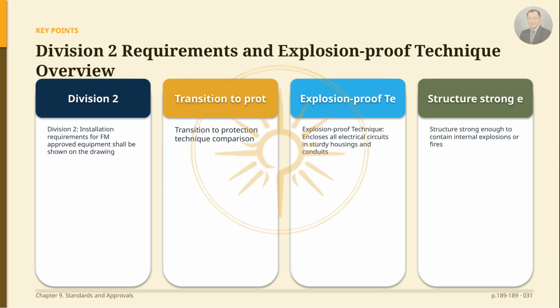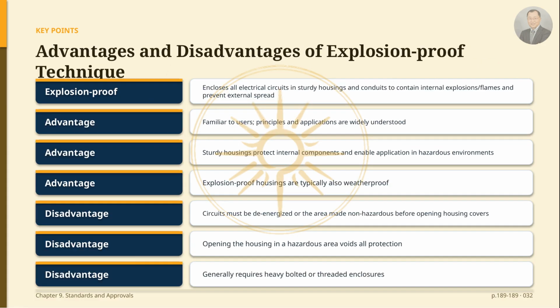These housings and conduits are designed to be strong enough to contain any explosion or fire that may occur inside the equipment. I would like to introduce the advantages and disadvantages of the explosion-proof technique among the protection methods for hazardous areas. Explosion proofing is a method of enclosing all electrical circuits within a sufficiently sturdy housing and conduit to contain any explosion or fires that may take place inside the apparatus.